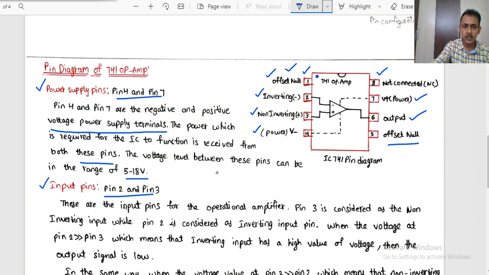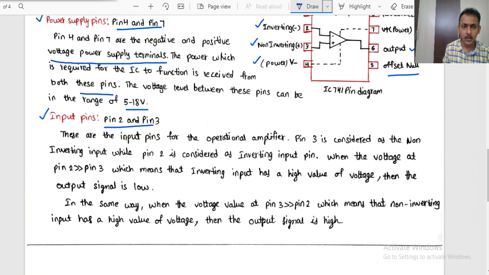Coming to the input pins, pins 2 and 3 represent the input pins of the operational amplifier. Now pin 3 is considered as the non-inverting input, which is positive, right? And pin 2 is considered as the inverting input pin, which is considered as the negative.